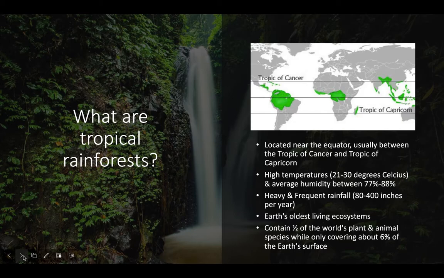They always have high temperatures from 21 to 30 degrees Celsius and average humidity between 77% to 88%. They have heavy and frequent rainfall, 80 to 400 inches per year, and they're Earth's oldest living ecosystems. They contain half the world's plant and animal species while only covering about 6% of the Earth's surface. The moisture and the heat is what helps this biodiversity.